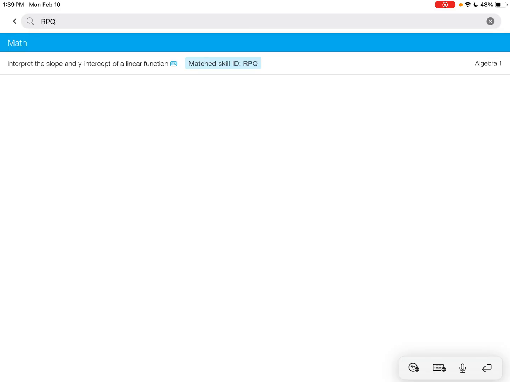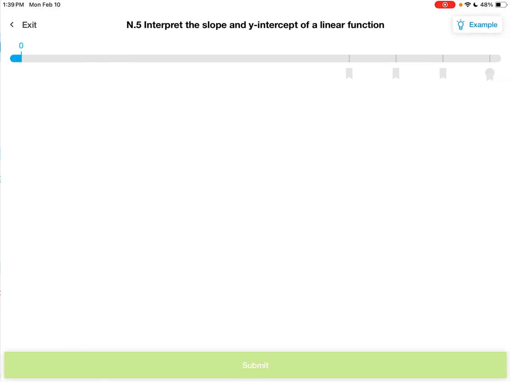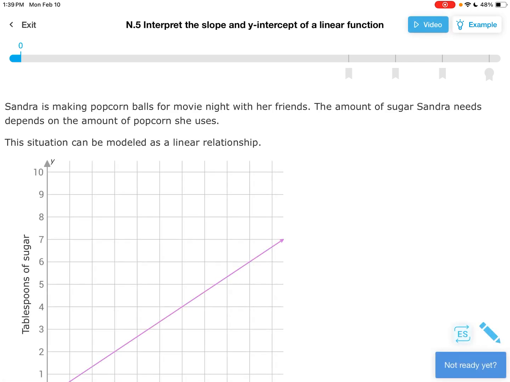And you want to do this one first before you go to AF2. All right, so we're going to interpret the slope and y-intercept of a linear function. Now, hopefully this is familiar to some of you. Your goal is to get between 90 and 100 on your score, and you'll screenshot that when you're done.